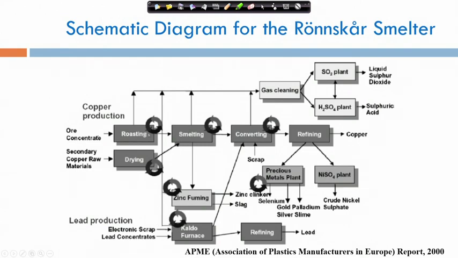Then you have part of it going into the copper production. Copper, here you have the roasting, drying, smelting, some conversion, gas cleaning, sulfuric acid plant. Then you have the precious metal plant, nickel sulfate plant, crude nickel sulfate, selenium, and gold comes out from there. What is happening exactly inside this?